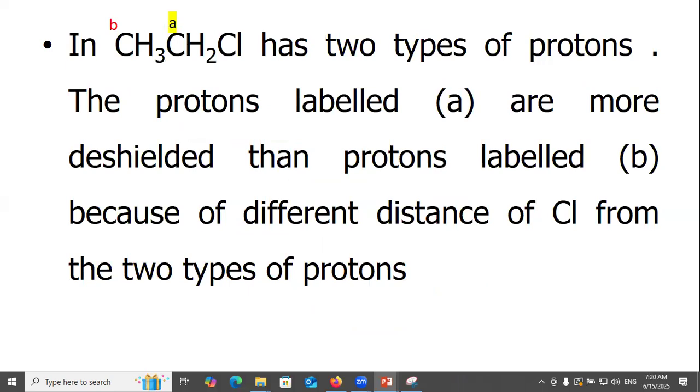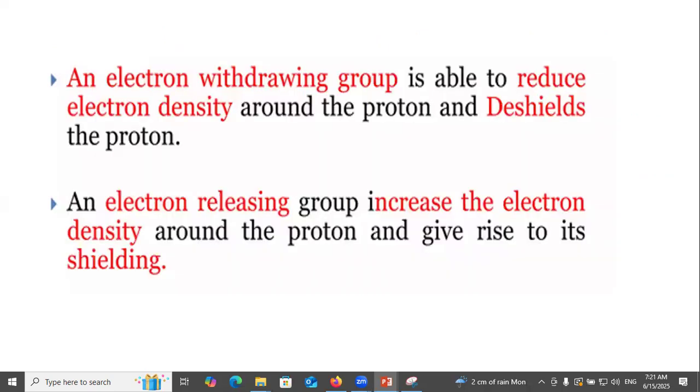In the case of fluoroethane, there are two types of protons. The protons labelled A are more deshielded than protons labelled B, because of the different distance of the halogen from the two types of protons. An electron withdrawing group is able to reduce electron density around the proton and deshields the proton. An electron releasing group increases the electron density around the proton and gives rise to its shielding.